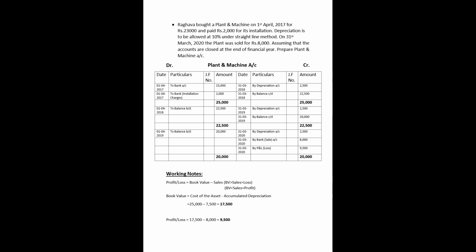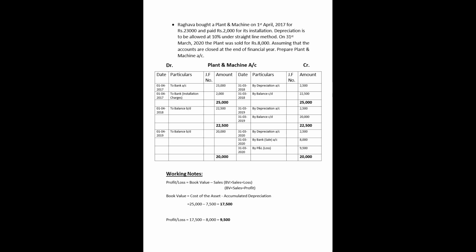Whenever we are selling something, we might get profit or loss. So how to know whether we got profit or loss? For that there is a formula. Book value minus sales will be the formula to know profit or loss. So if book value is more than the sales, then it will be loss. If book value is less than the sales, it will be profit. So for calculation of book value, we need cost of the asset minus accumulated depreciation.